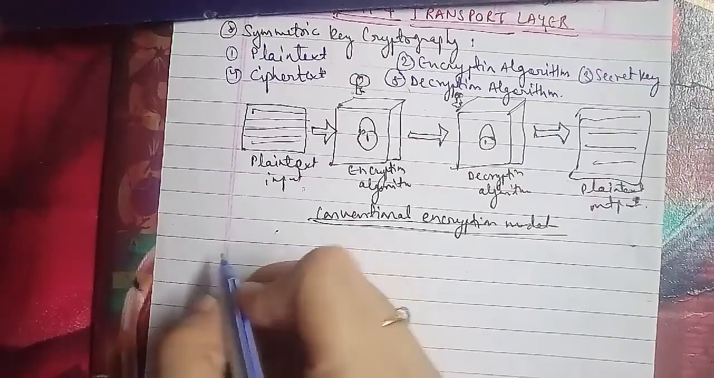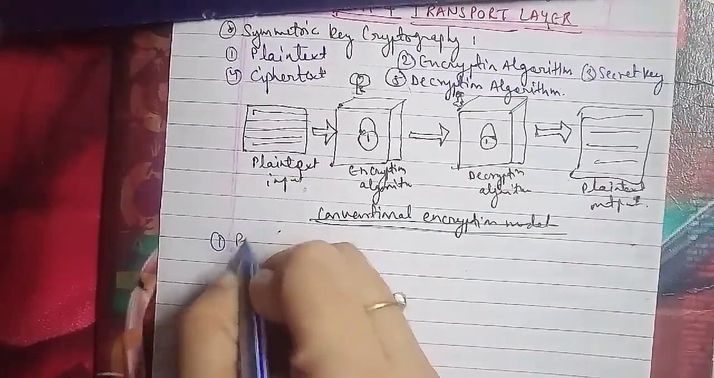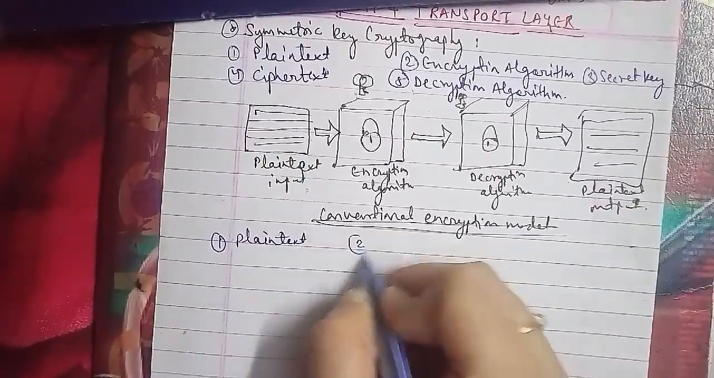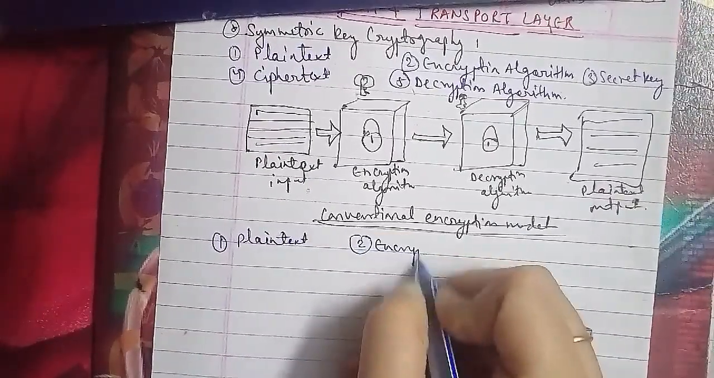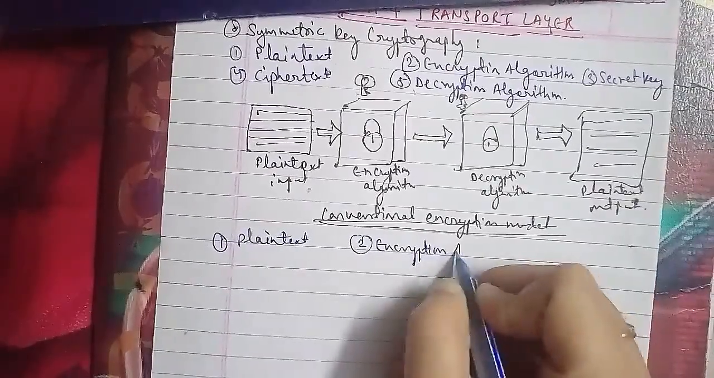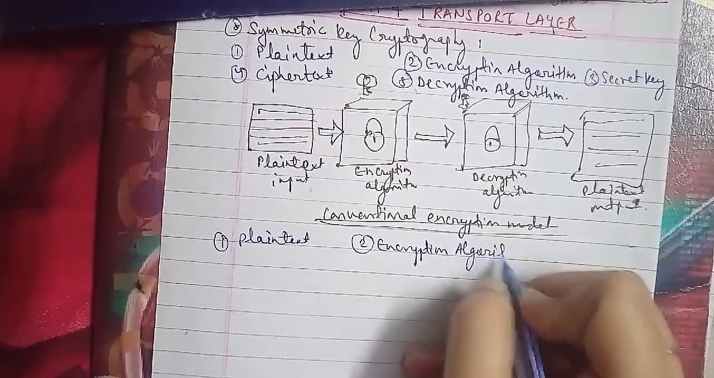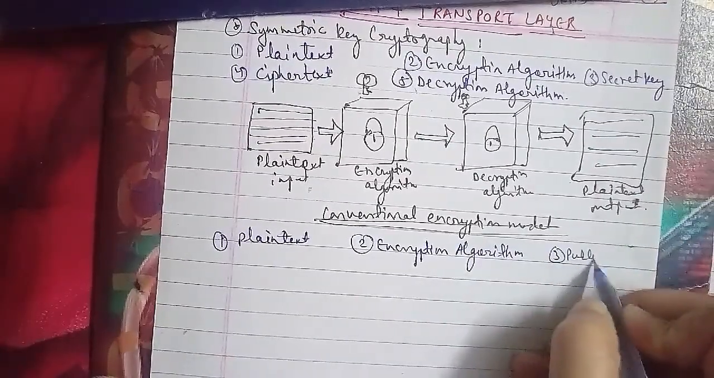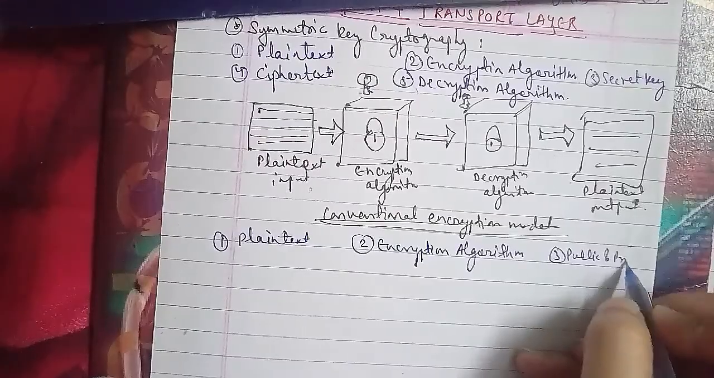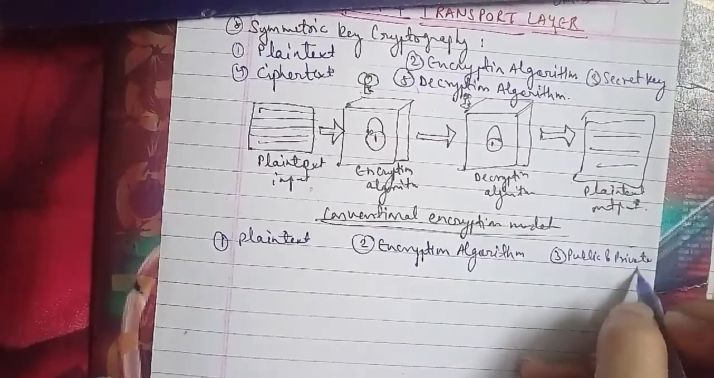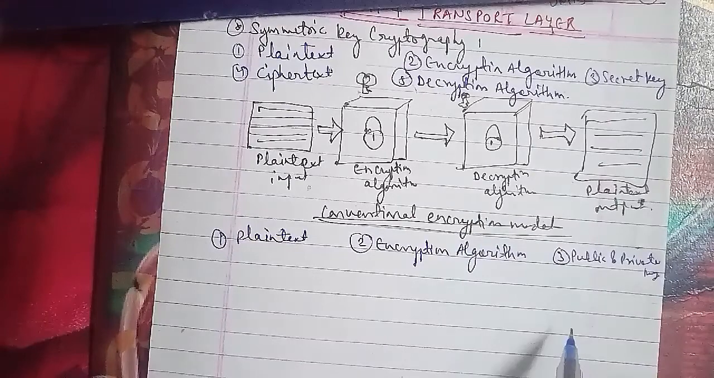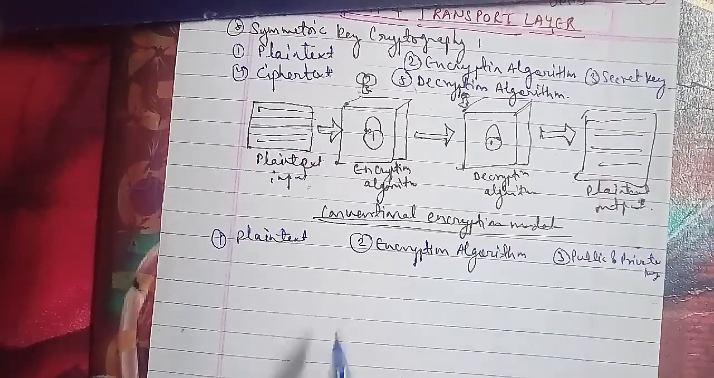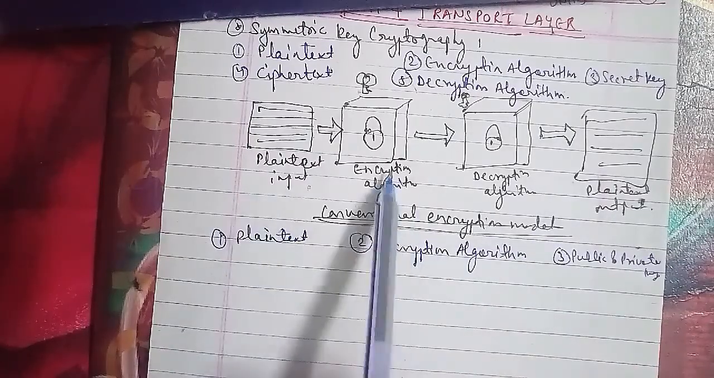The first is your plain text, the second is the encryption algorithm, the third is your public and private key, where one key is used for the encryption and the other key is used for the decryption, as I had iterated here. That is the transmitted ciphertext, and this is Alice's public key and Alice's private key as well.